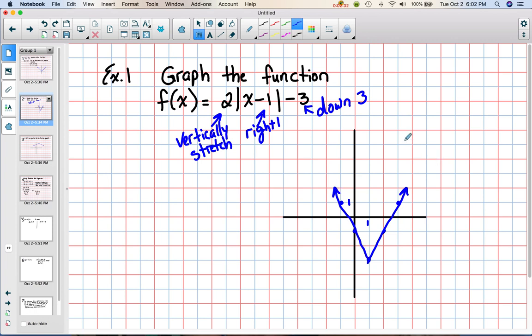Okay, let's go ahead and do the domain and range. So for our domain, we're going to have all real numbers. So I'm going to say negative infinity to infinity. And our range, notice that the lowest value is negative 3. So we're going to say negative 3 to infinity.